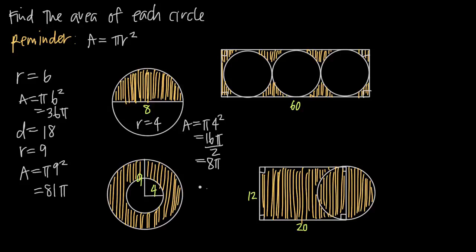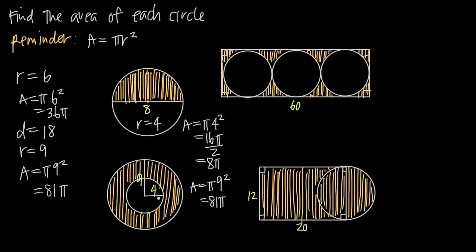so we're going to go ahead and calculate the area of the full circle. That's going to be area equals pi times 9 squared, or area equals 81 pi. So 81 pi is the area of the entire circle, but we don't want the area of this smaller circle included. So what's the area of that?